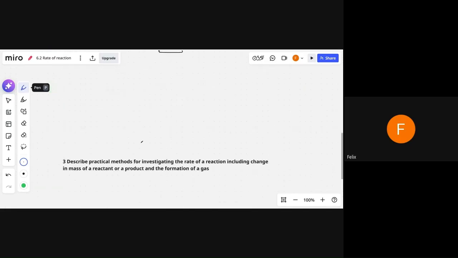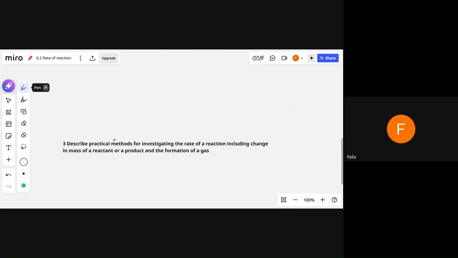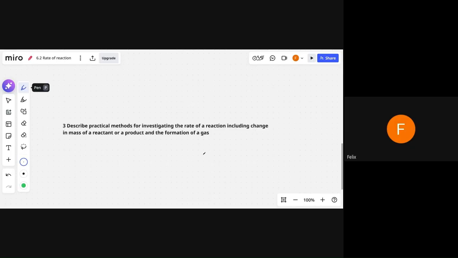Now we move on to subtopic 3. It says: describe practical methods for investigating the rate of a reaction, including a change in mass of a reactant or a product, and the formation of a gas. This is one of my favorite topics in the entire syllabus of IGCSE Cambridge Chemistry. Because this is something that you need, and when you will be a researcher in the future, your mind should be trained on how to plan a research or how to plan an experiment, right?